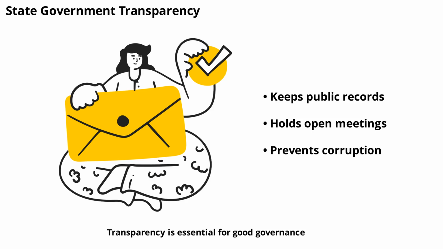Transparency is essential for good governance. State governments are required to keep records, hold open meetings, and provide access to public information. Transparency laws help prevent corruption and allow citizens to hold officials accountable for their actions.